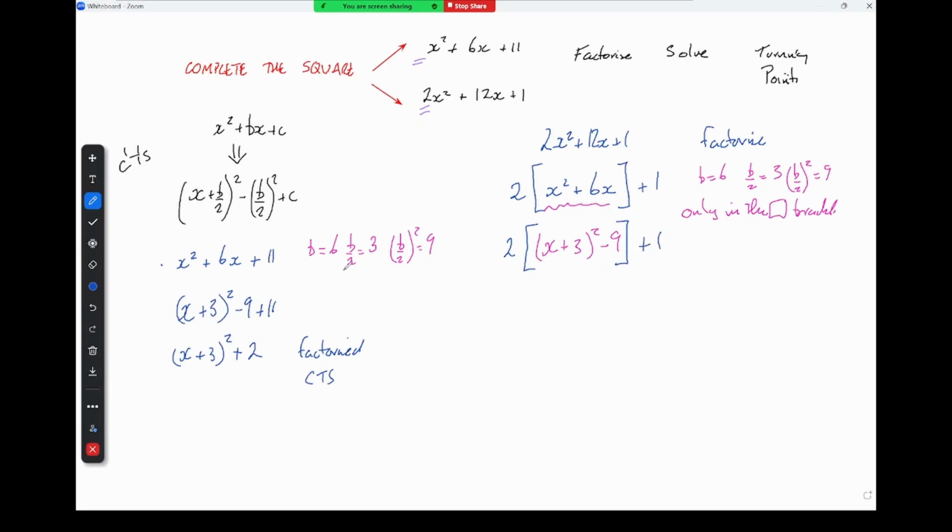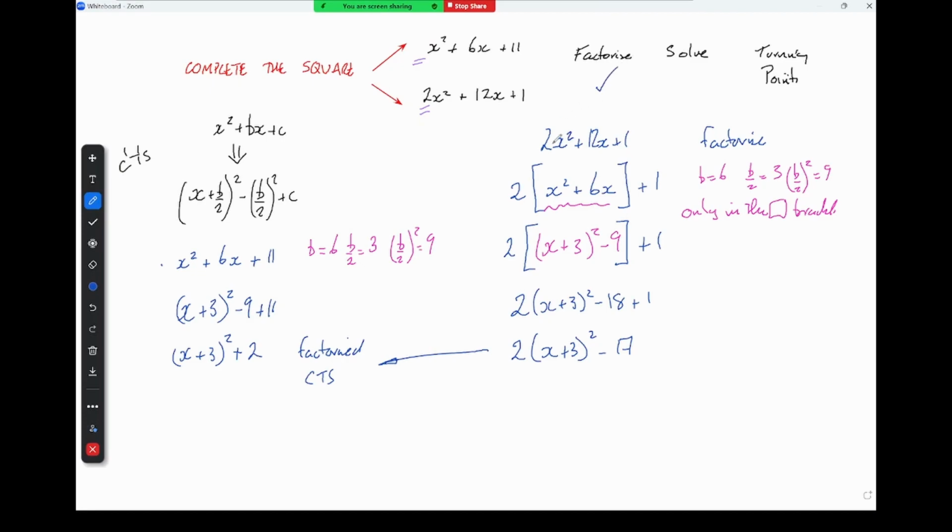Now I'm just going to expand out. 2 times x plus 3 squared is 2 times x plus 3 squared. 2 times minus 9 is minus 18. And this plus 1 isn't in the bracket, it doesn't get expanded. So I've got the 1 there. Bit of a tidy up, gives me that. And that also now is in a factorised completed the square format. So we've done what we need to do, and we've got either a simple quadratic or a more complicated one factorised.